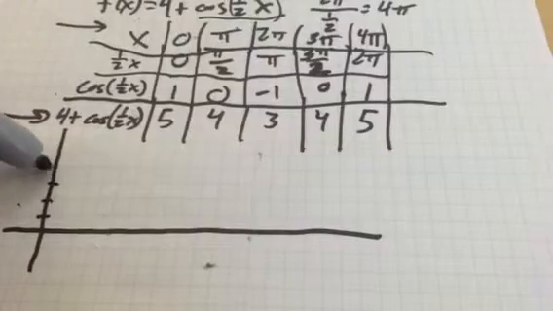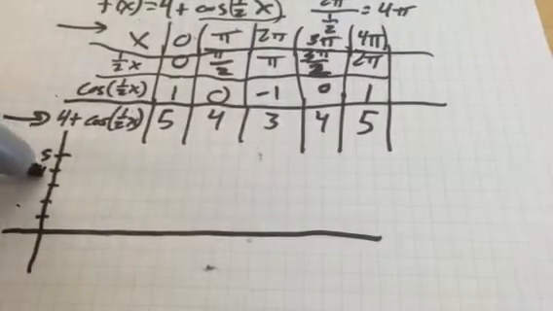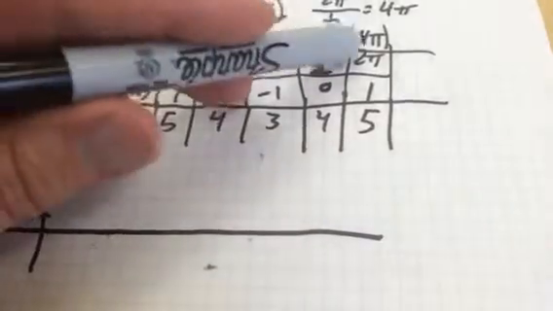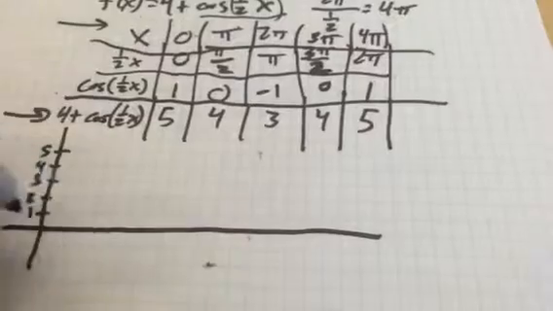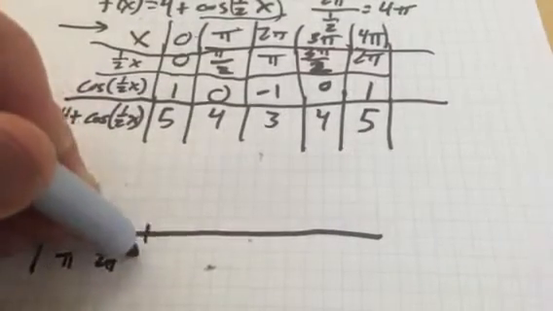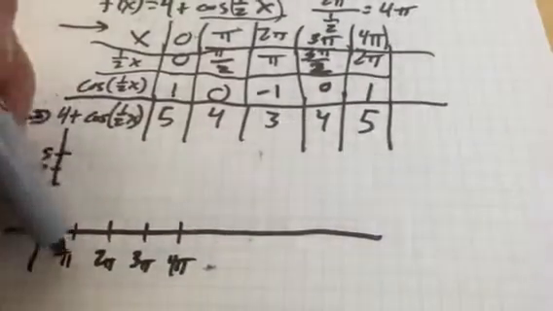1, 2, 3, 4, 5. So there's 5 right there. There's 4, there's 3. And let's see, pi, 2 pi, 3 pi, 4 pi. I knew my period was 4 pi.